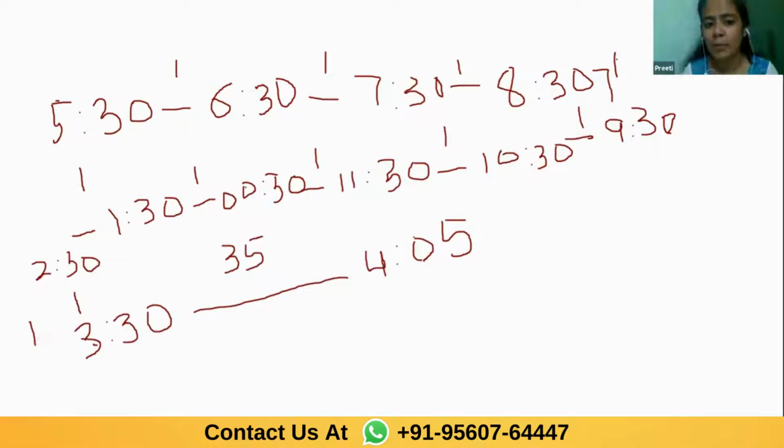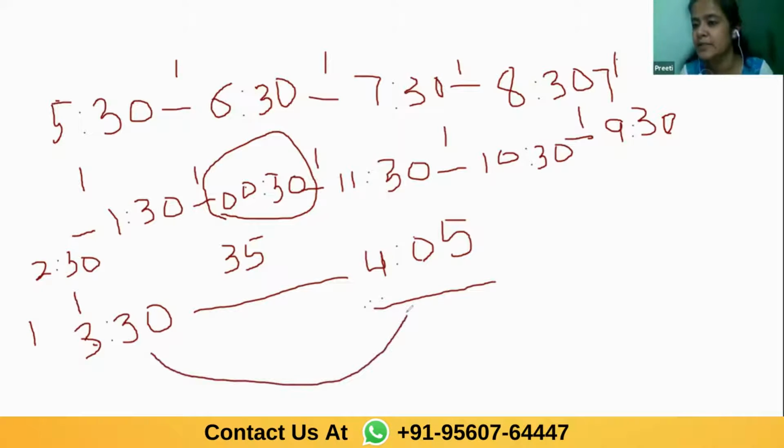Now after 1 hour it is 12:30 a.m. because the new day has started. Then 1:30 a.m., 2:30 a.m., 3:30 a.m. Now I can't go to 4:30 because I have to calculate only till 4:05 p.m. So I'm checking the minutes which lie between 3:30 and 4:05. So these are 35 minutes. Are you getting it now? How we are getting 10 hours and 35 minutes?